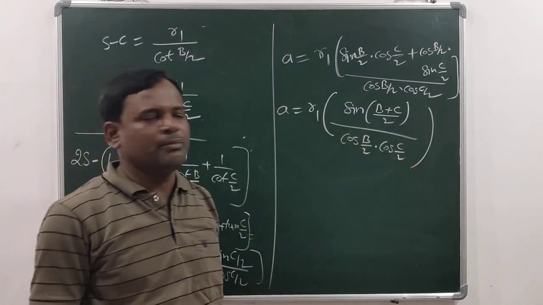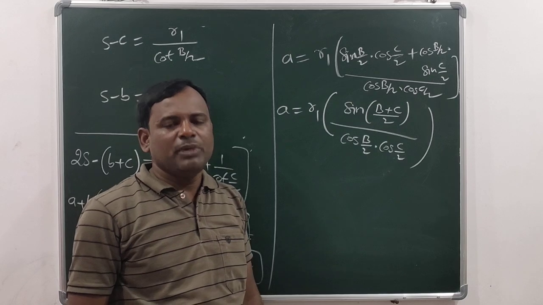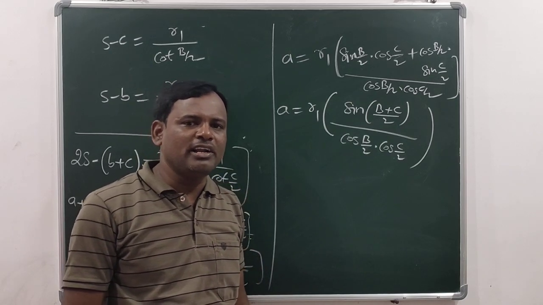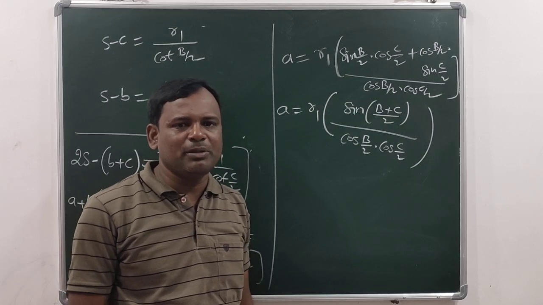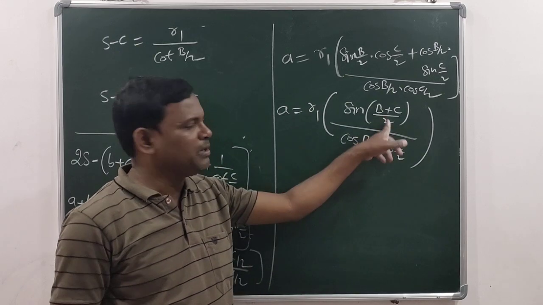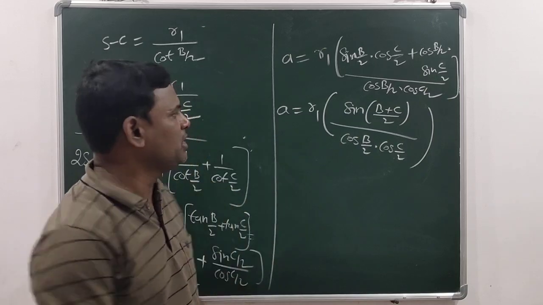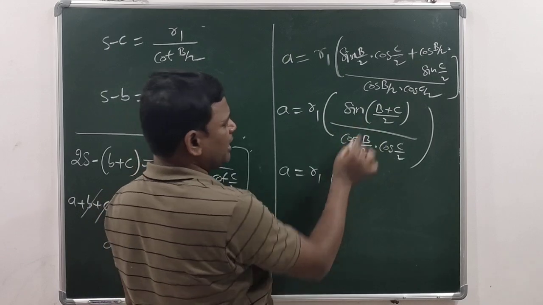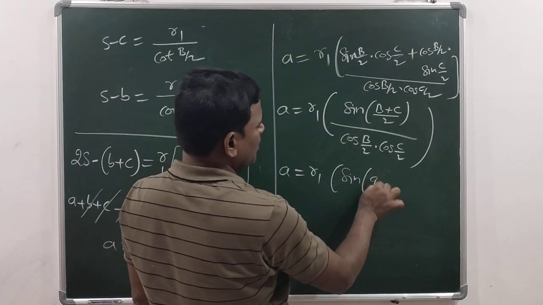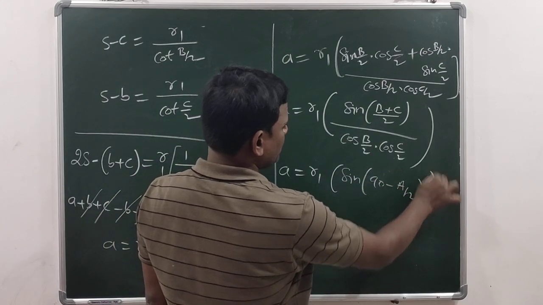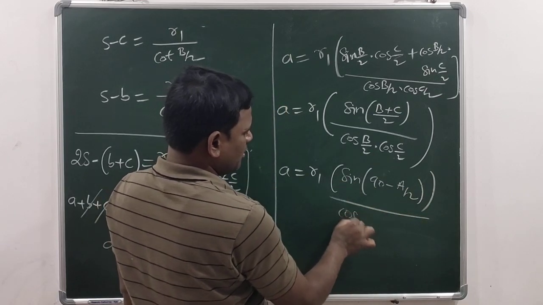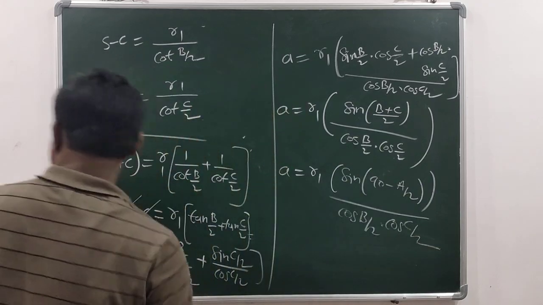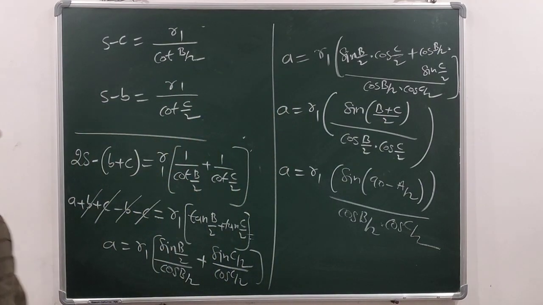You know students, here B plus C by 2 can be written as 90 minus A by 2, because you know the sum of all interior angles of a triangle is 180. A plus B plus C equal to 180. Now B plus C by 2 equal to 90 minus A by 2 you will get. Now a is equal to R1 into, so here what do you get? Sine of 90 minus A by 2 over cos B by 2 into cos C by 2. Okay, right. Now simplify this.